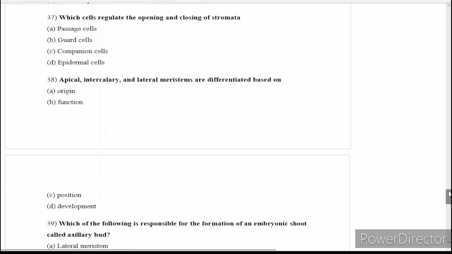Next one. Which cells regulate the opening and closing of stomata? Passage cells, guard cells, companion cells, and epidermal cells. See, the guard cells help in opening and closing of stomata, which are modified epidermal cells.